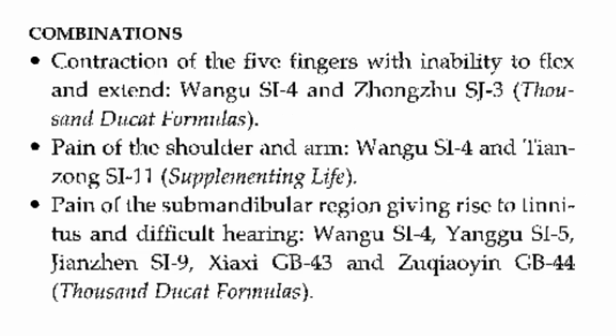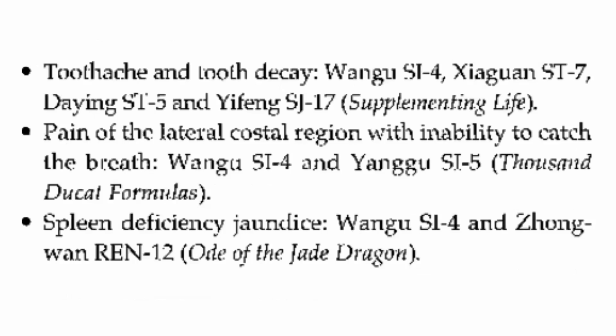Combinations: for contraction of the 5 fingers with inability to flex and extend, we combine SI4 with SJ3. For pain of the shoulder and arm, SI4 plus SI11. Pain of the submandibular region giving rise to tinnitus and difficult hearing, SI4 plus SI5, SI9, GB43, and GB44. Toothache and tooth decay, we combine SI4 with Stomach 7, Stomach 5, and SJ17. For pain of the lateral costal region with inability to catch the breath, SI4 plus SI5.